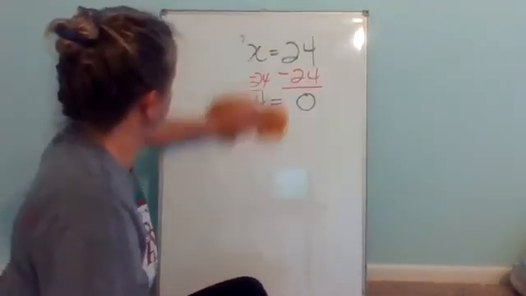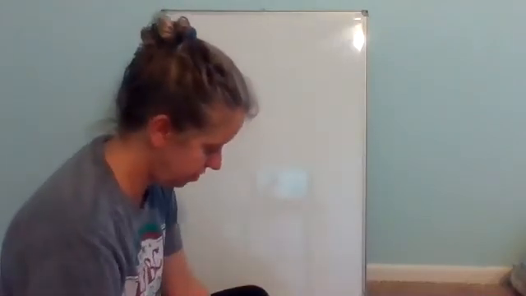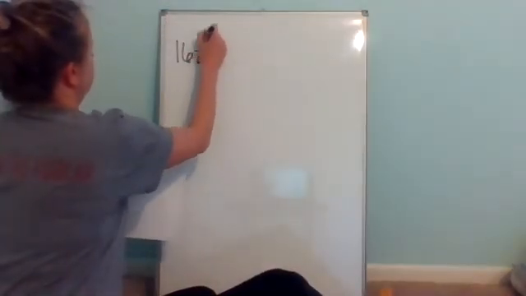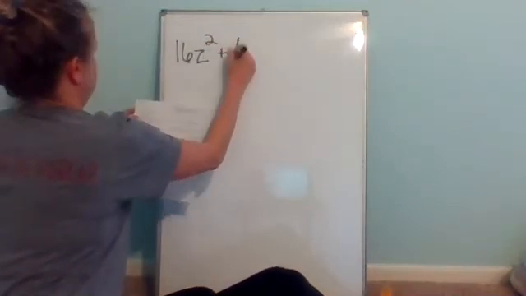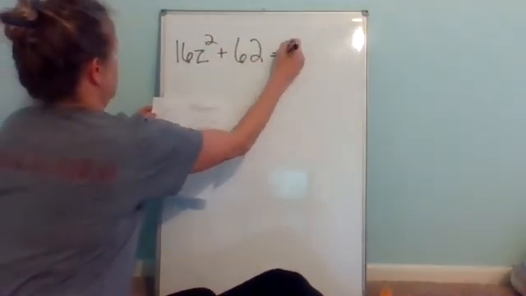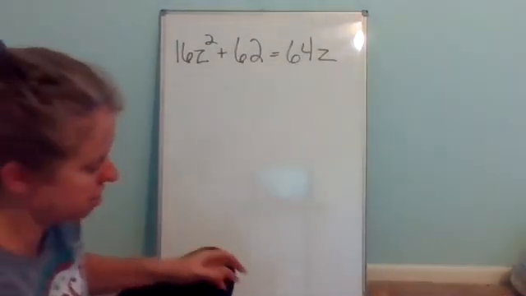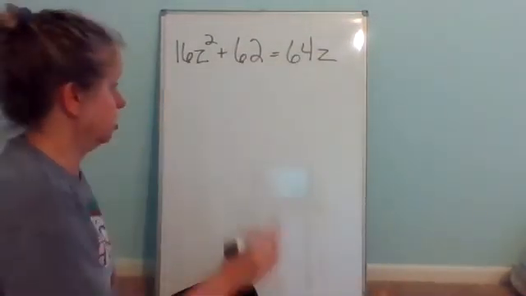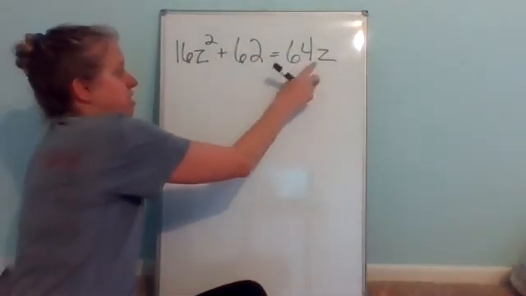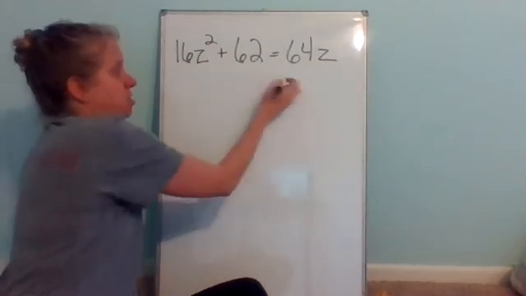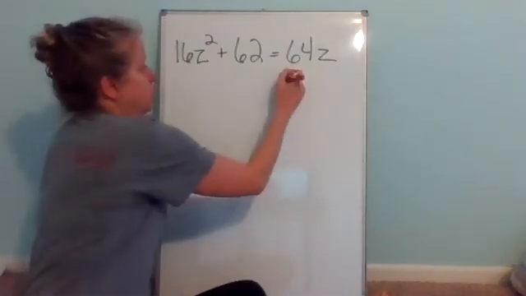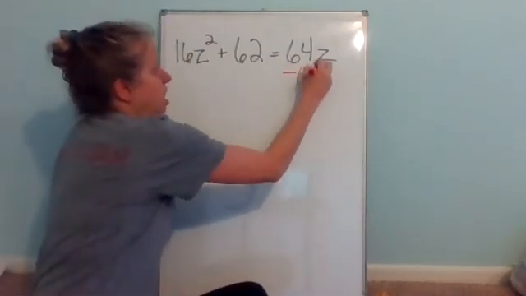Number 15. Now, this one has something a little bit different. I still need to set it equal to 0, which means the 64z needs to come to the other side. So just like the last one, I need to subtract this off.